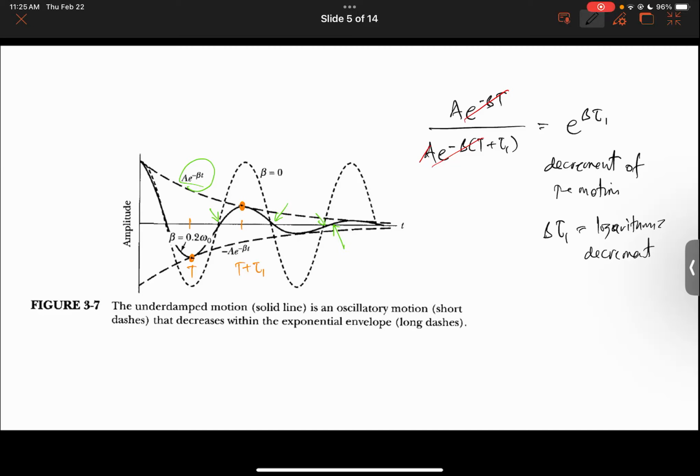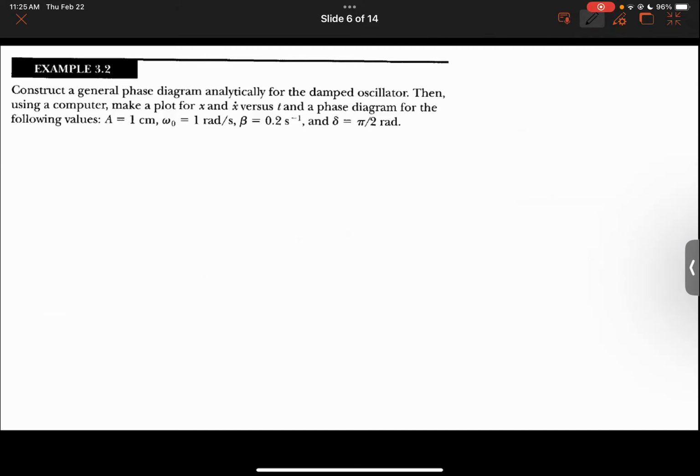So let's consider this example. Construct a general phase diagram analytically for the damped oscillator. Then, using a computer, make a plot for x and x dot versus t and the phase diagram for the following values: A equals 1 centimeter, omega naught equals 1 radians per second, beta equals 0.2 per second, and delta equals pi over 2 radians. First, let's set up our equations.